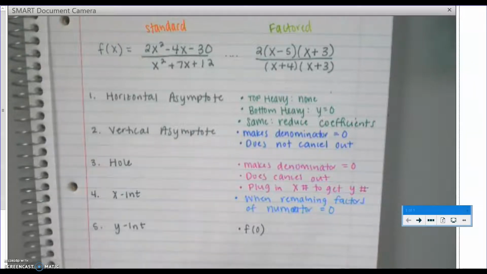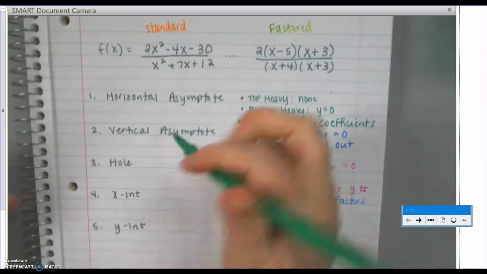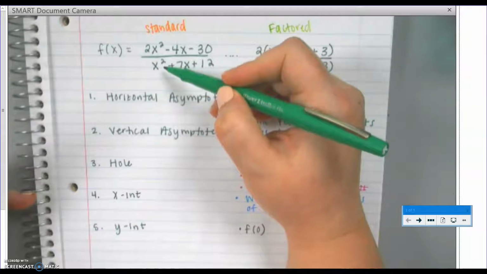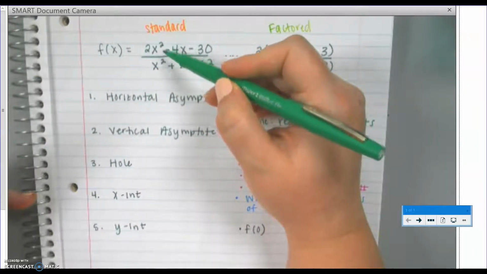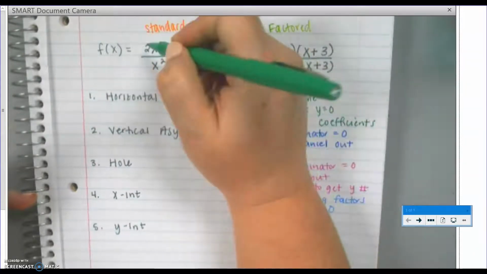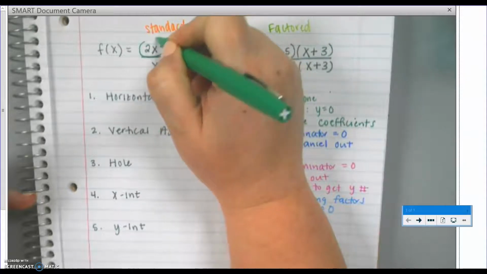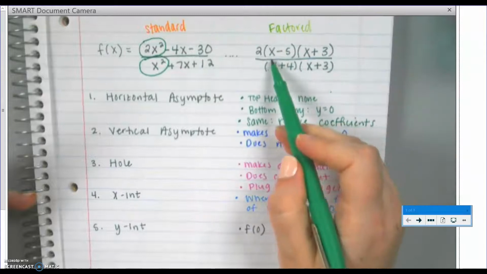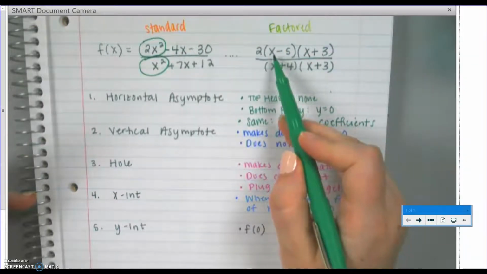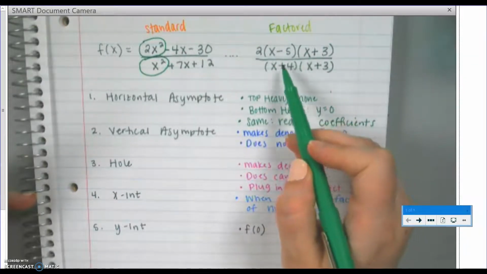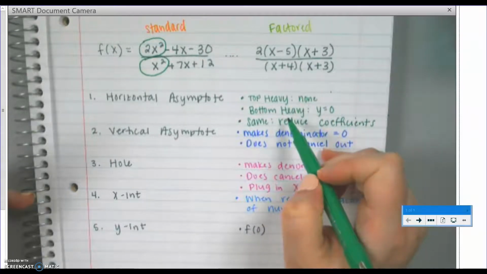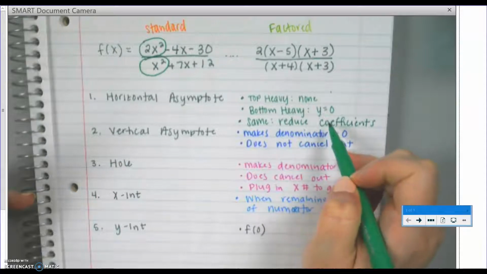So with the horizontal asymptote, I can see from my standard form that I have x squared as my highest exponent. It's the same in the numerator and the denominator. So that is my leading term. And I can get the same piece of information from the factored form, x times x, x times x, so it's the same. So when it's the same, we have to reduce the leading coefficients.